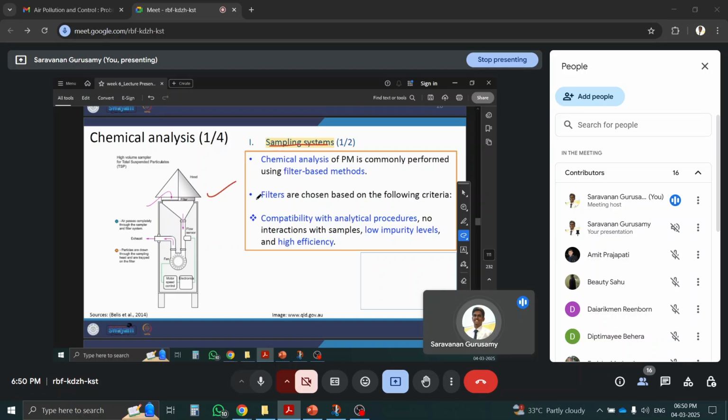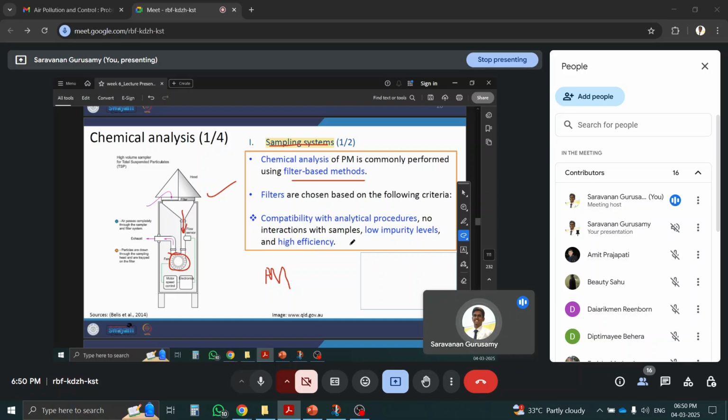So filters are required for particulate matter estimation, and chemical analysis of PM is commonly preferred for filter-based methods. The air will come and it will be attracted to the filter, and then the remaining air will go out through the exhaust. So it's a simple filter method to find the particulate matter level. Then the change in the weight of the filter will give you, that's a gravimetric analysis, the concentration of particulate matter in the air per cubic meter of air you have collected. So that will give you the basic PM level concentration.